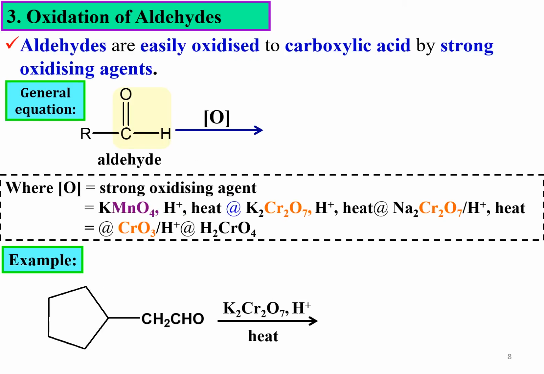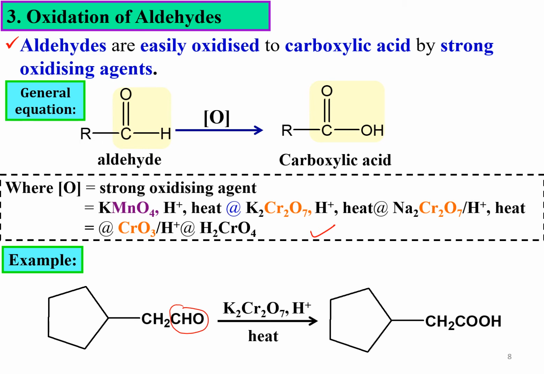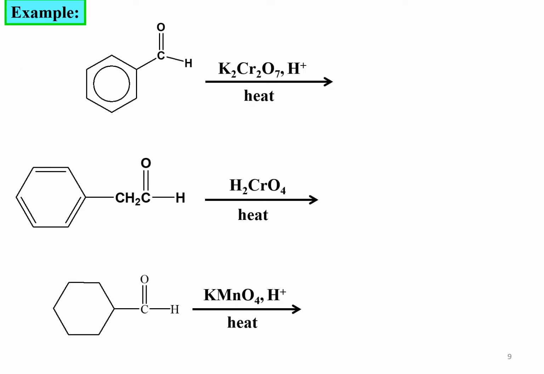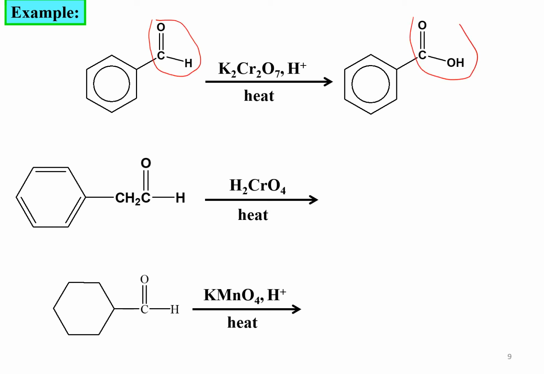Now we look at the third method, oxidation of aldehydes. Aldehydes are easily oxidized to carboxylic acid by using a strong oxidizing agent. So this is a strong oxidizing agent here. You can see the carbonyl group here, the CHO, will be oxidized to COOH, carboxylic acid. So the CHO here, the carbonyl group of aldehydes, will be converted to COOH. So for aldehydes, we get carboxylic acid using a strong oxidizing agent. All of them are aldehydes. So the aldehyde part here, the CHO, will be converted to COOH, carboxyl group. So for aldehyde, you get carboxylic acid.